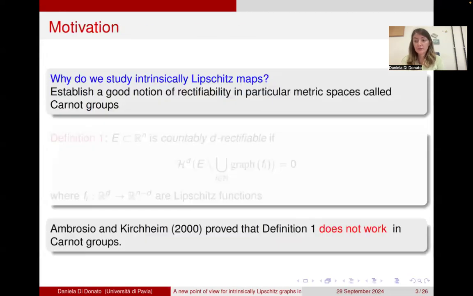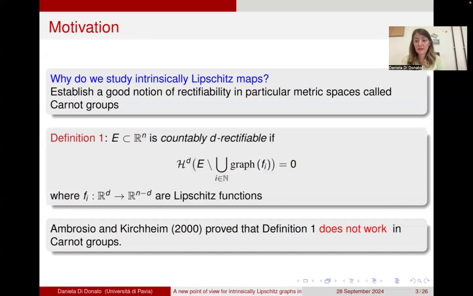The first question is, why do we study intrinsically Lipschitz maps? The answer is in order to establish a good notion of rectifiability in particular metric spaces called Carnot groups. As we know, a subset E of R^n is countably rectifiable if it is possible to cover it with a countable union of graphs of Lipschitz functions. Ambrosio and Kirchheim proved that this definition does not work in Carnot groups.